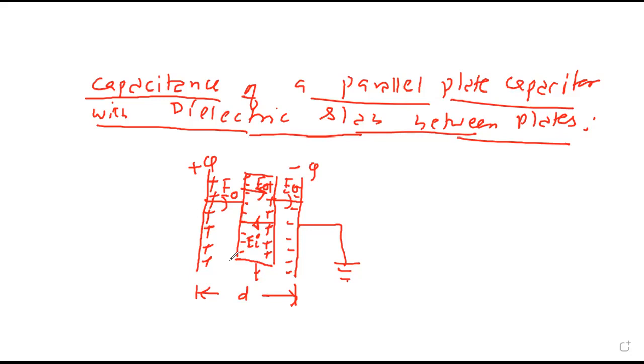Diagram done? What is the meaning of E naught? E naught means in air and EI means induced in dielectric. I'm clearing this diagram.